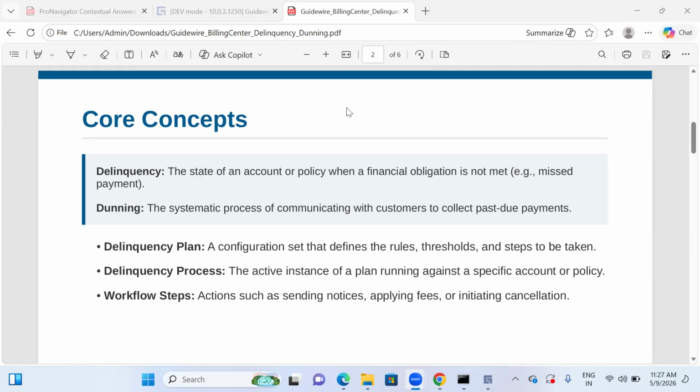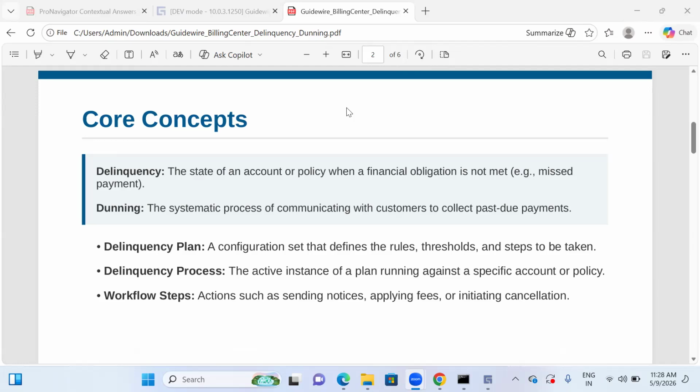Whereas when it comes to dunning, this is a systematic process of communicating with customers to collect past due payments. Let's say a customer has not paid the premium on time, so the due date has crossed. At that time, whenever we are working on the billing part, Guidewire Billing, there is a process that we need to initiate of communicating with the customer by sending reminders about the bill payment which they are supposed to pay, followed by the details that we have sent to the customer. We must ensure the customer pays on time, right?